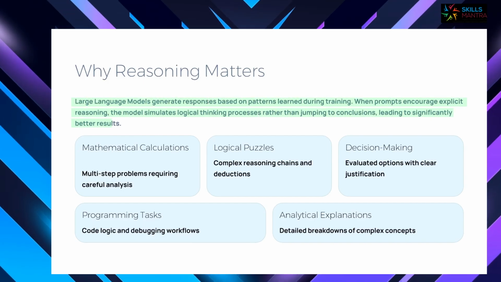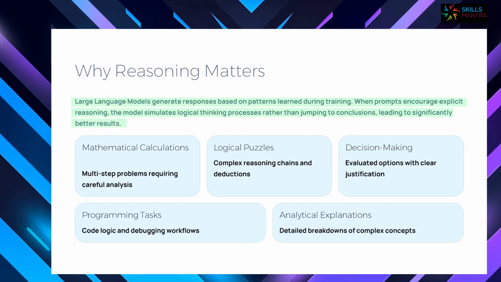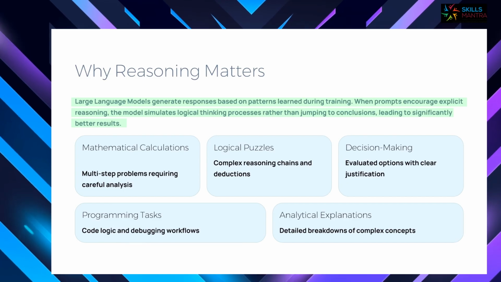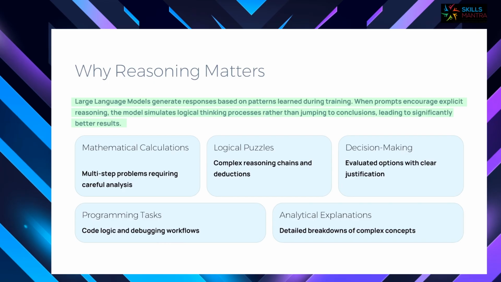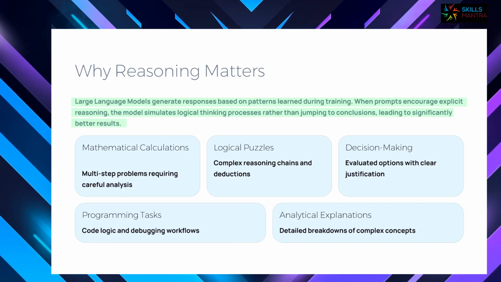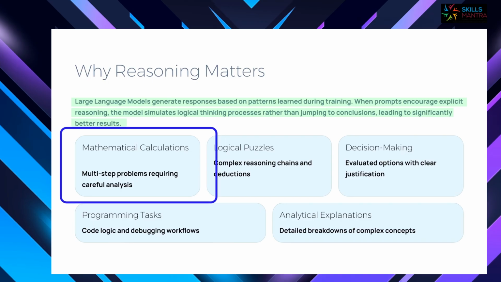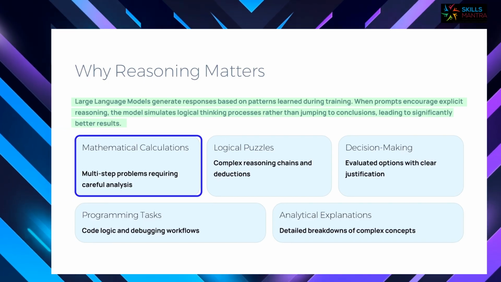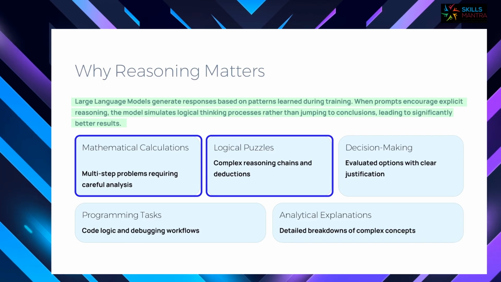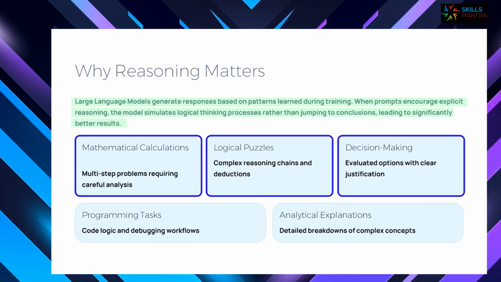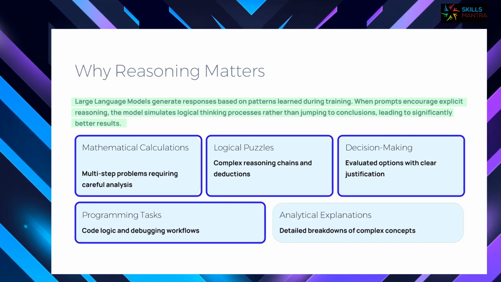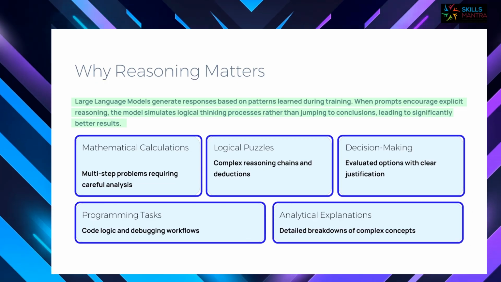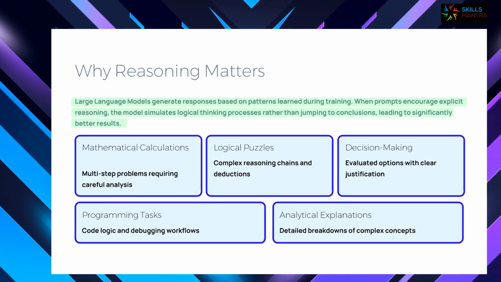Large language models generate responses based on patterns learned during training. If a prompt encourages explicit reasoning, the model simulates a logical thinking process instead of jumping directly to an answer. This approach significantly improves results for tasks that require deeper thinking. Examples include mathematical calculations that require multiple steps, logical puzzles involving deductions, decision-making tasks where options must be evaluated, programming tasks such as debugging or writing code logic, and analytical explanations that require breaking down complex ideas.